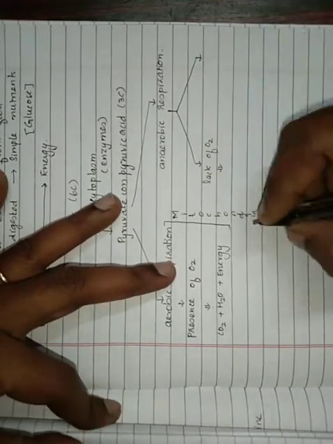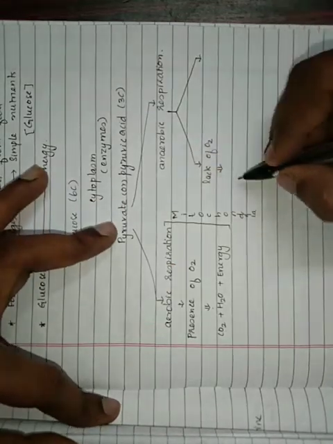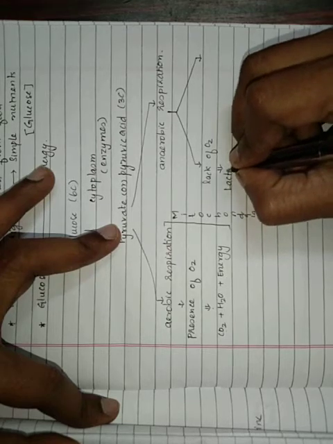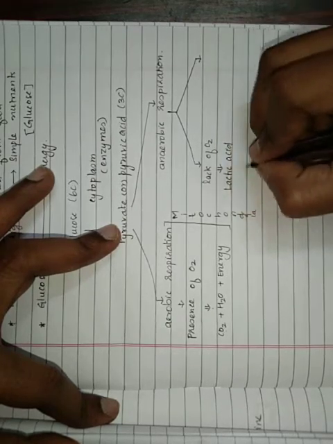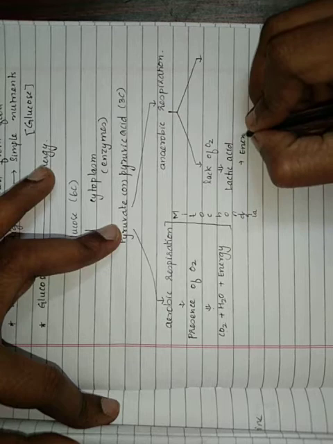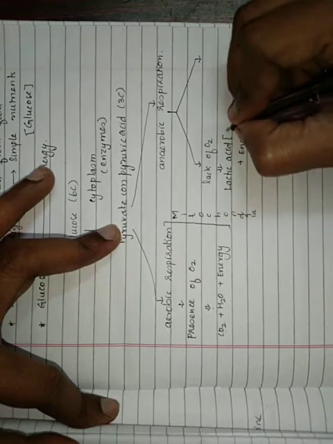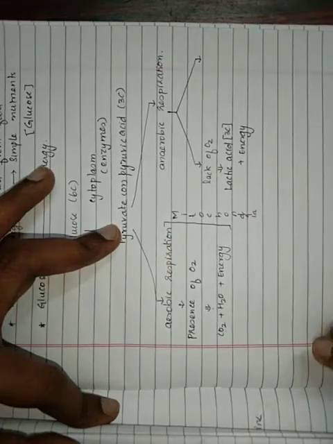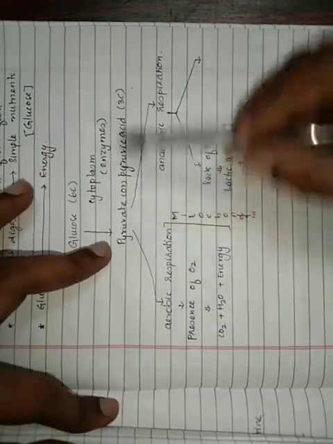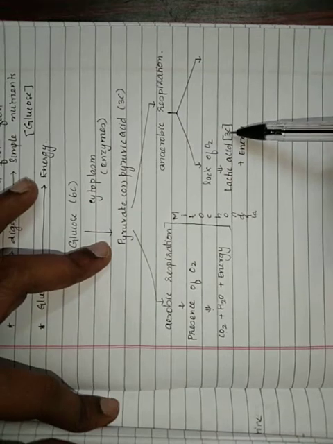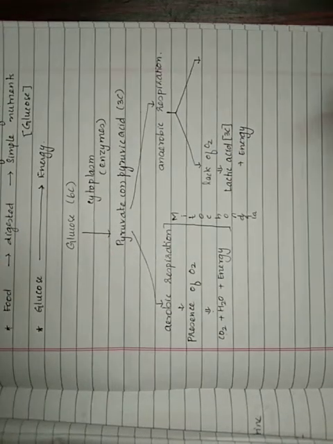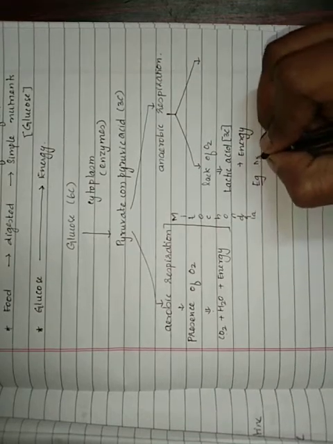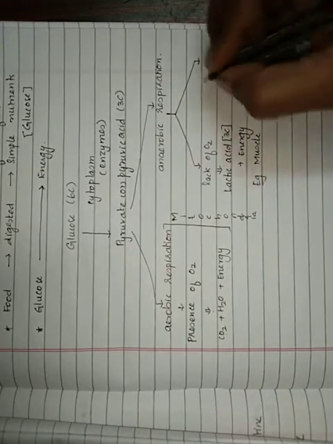In lack of oxygen, this pyruvate is converted into lactic acid and energy, and this lactic acid is also a 3-carbon compound. So there is no release of carbon dioxide here, because pyruvate is a 3-carbon compound and lactic acid is also a 3-carbon compound. This happens most commonly in our muscle cells.